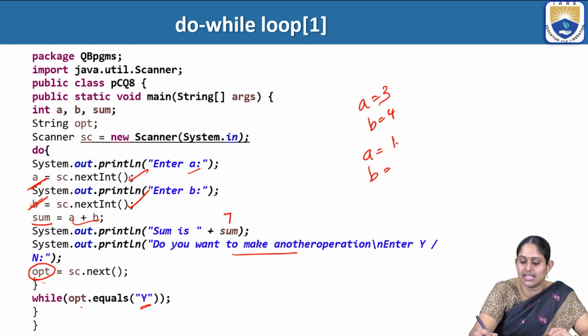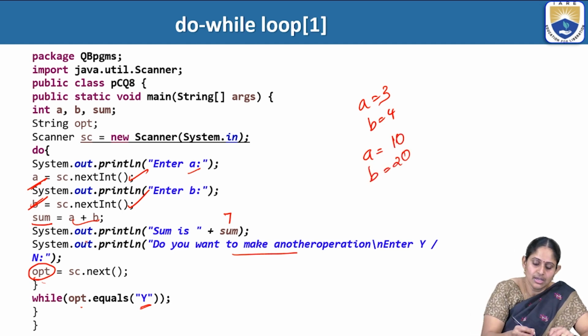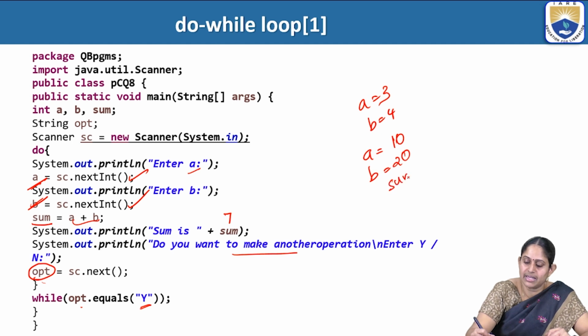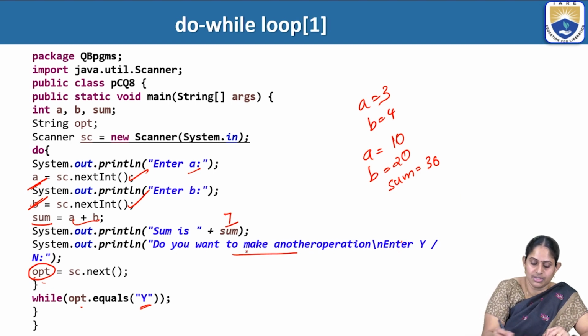So let's say we are taking 10 and 20. Again, the sum will be computed. The sum will now be 30. It will be displayed, and again it will ask you for this option. If you again want to continue, you can give either yes or no. If you give y, it will repeat, or else it will discontinue. So let's say we give y here, so again it will continue.